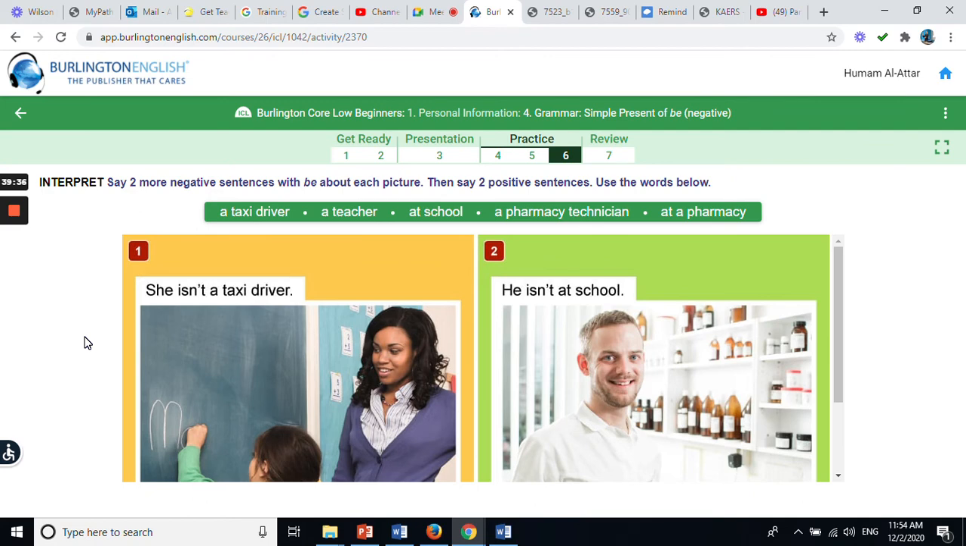Okay. So here in this practice, in this exercise, do you recognize this word? Interpret. Interpret means translate. Okay? But here we're not going to interpret or translate from one language to another. We are going to say two negative sentences with be, okay, about each picture.